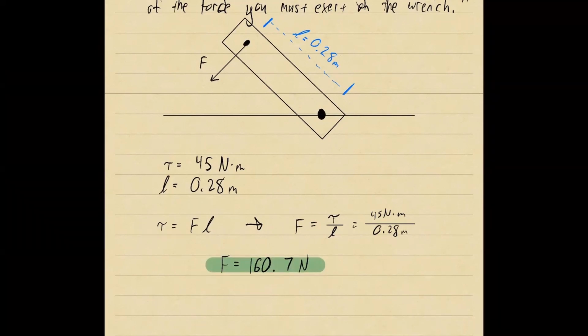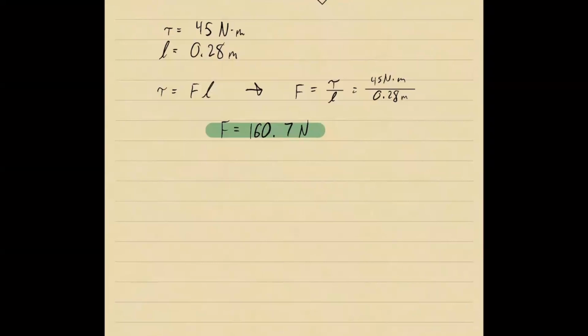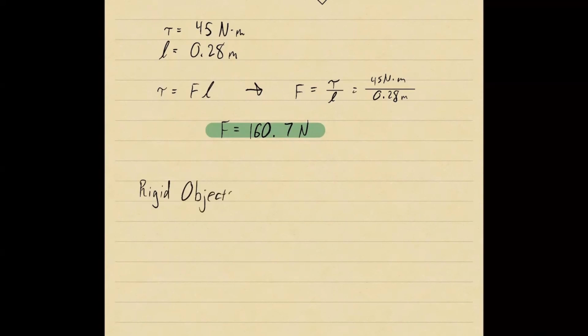So now that we're done with that, we must amend our definition of a body that's in equilibrium. If you remember, we said that an object was in equilibrium if there was no net acceleration acting on that object. So we now have to add in that an object in equilibrium must not experience any net torque acting on it. So this is going to be the section on rigid objects in equilibrium.